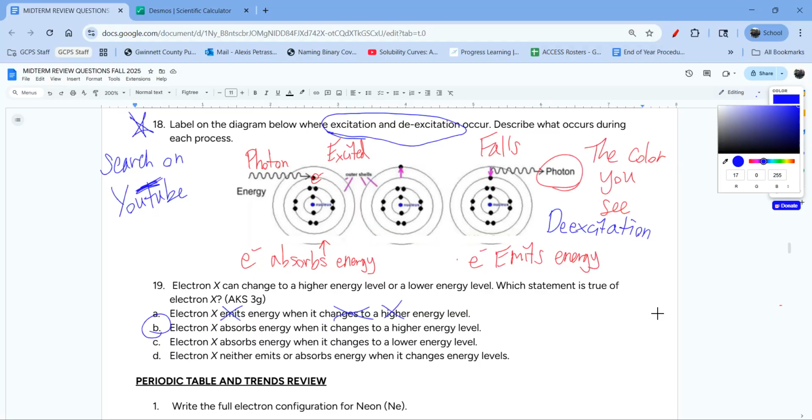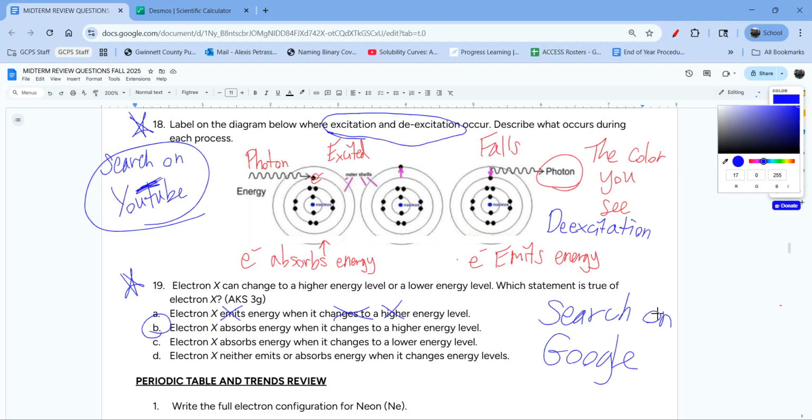Guys, if you don't remember about electron movement and spectra and all that, please do the quizzes practice. Hopefully will be on your guys' Google Classroom or somewhere for you to click. And again, search on YouTube. Search on Google. Google Classroom. Look in your notes. Go ask another chemistry teacher if you can have some of their notes.